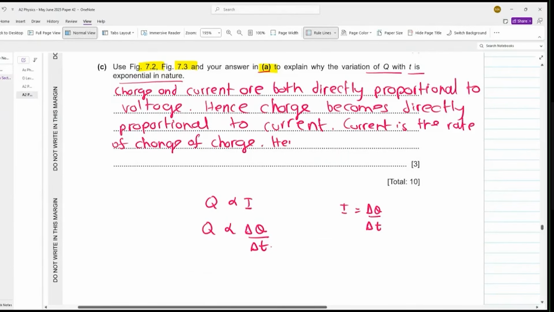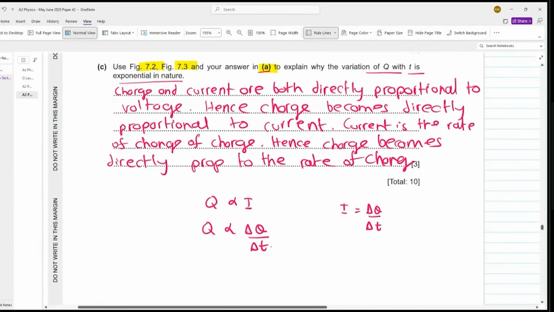Hence, charge becomes directly proportional to the rate of change of charge. Hence, exponential in nature. Perfect.